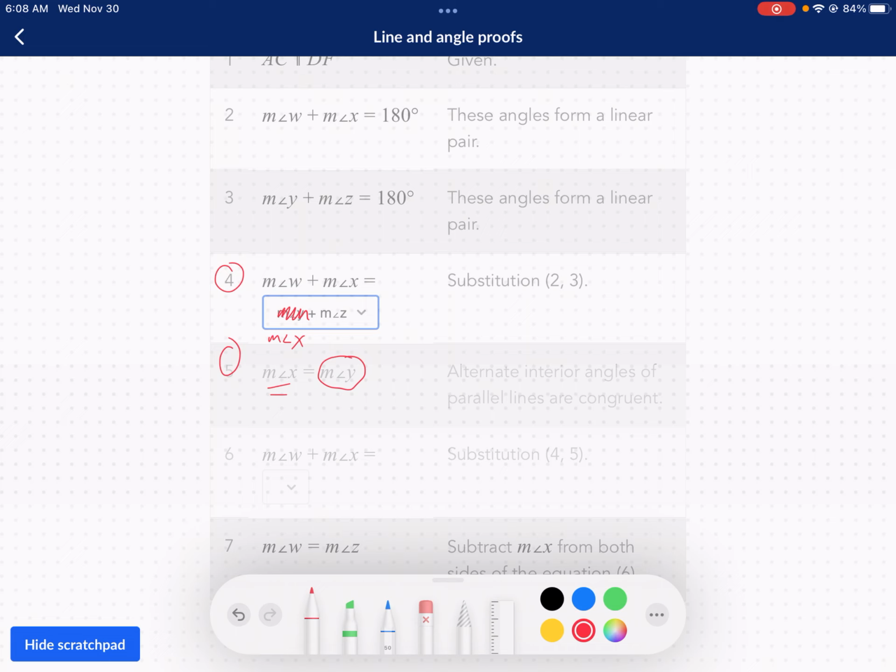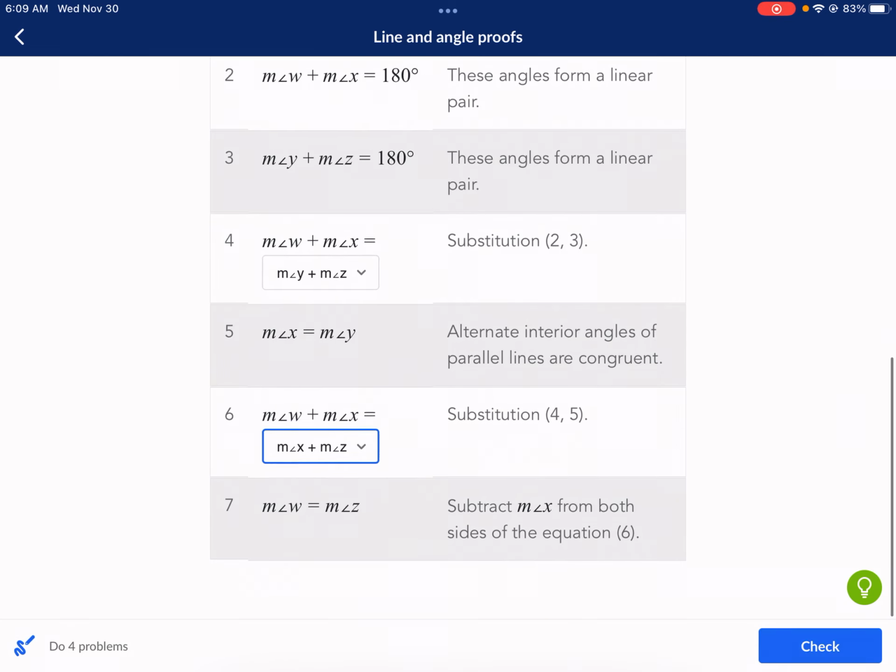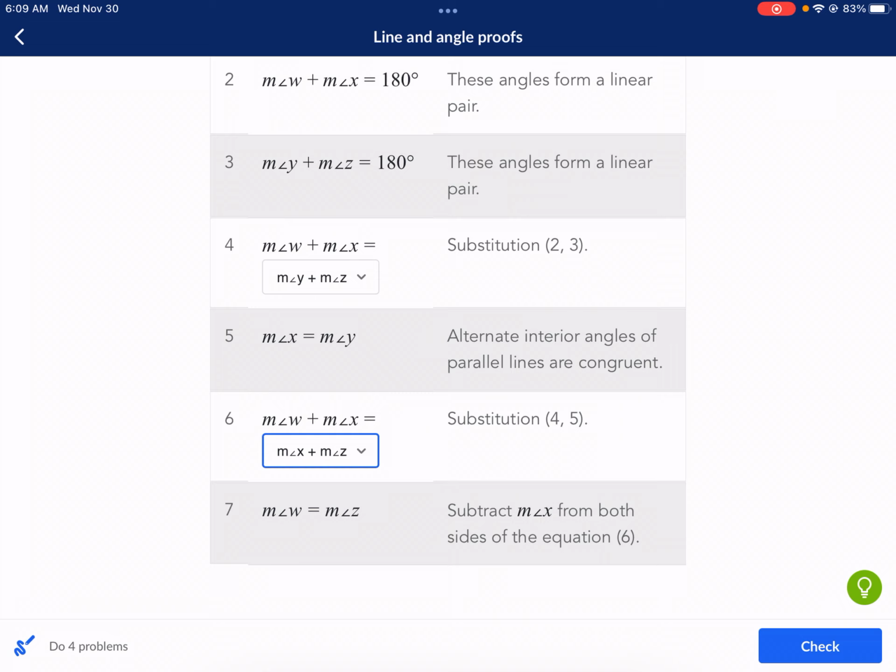So we can say that, using this, measure of w plus x is going to be equal to measure of x plus measure of angle z. And that's right from this one right there. Okay, so we need to complete that statement. Let's go ahead and do that. Measure of x plus z, because we used substitution from the 4th and 5th step.